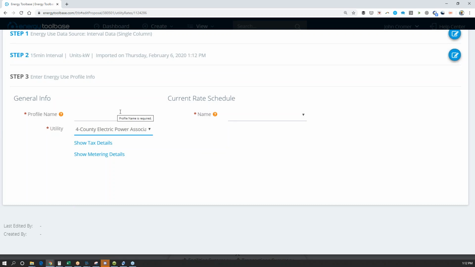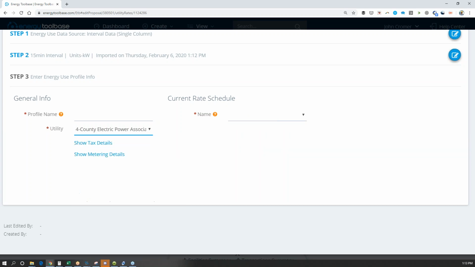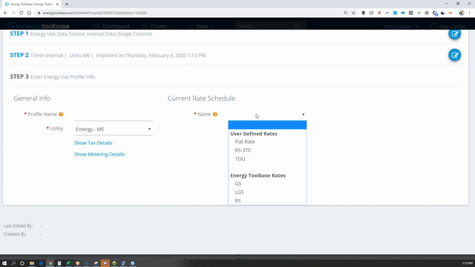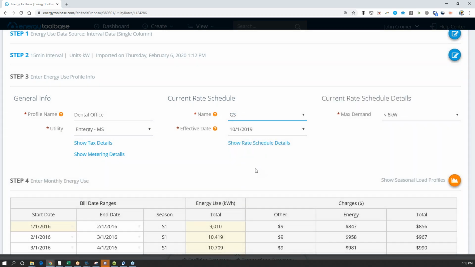You have to go and set up the software to tell it which rate structures you want to use. Okay, so 4-county isn't that great. Let's see if Entergy might get better results. Okay, so here we have the Entergy Mississippi rate, and we'll just call this dental office. And we're going to model it under a general service electric rate.